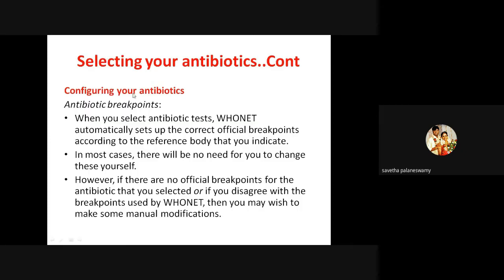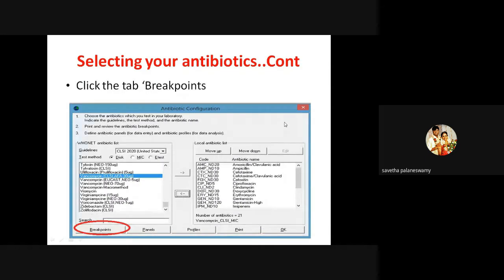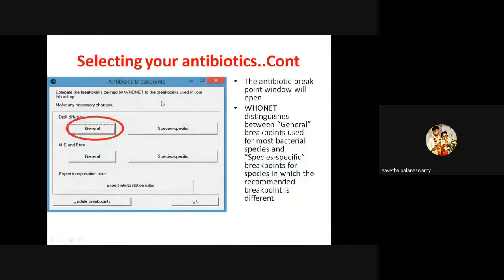So next is configuring your antibiotic. What is an antibiotic breakpoint? When you select an antibiotic, the unit automatically sets up the correct official breakpoint for the guidelines you choose. If you selected an antibiotic which does not have any breakpoint, or if you disagree with the breakpoint, you may wish to change it manually. The unit gives permission to change the breakpoint, and for that case this antibiotic breakpoint is very useful. So how are you going to change the breakpoint? Just click on this breakpoint button, double click, and this page will open.